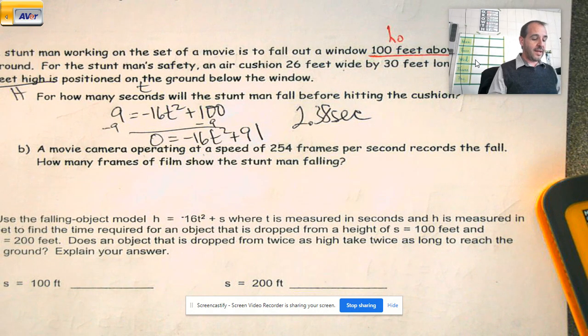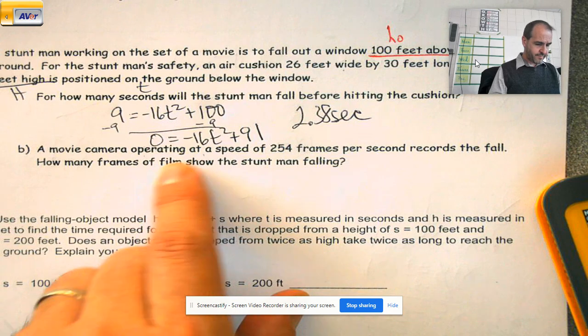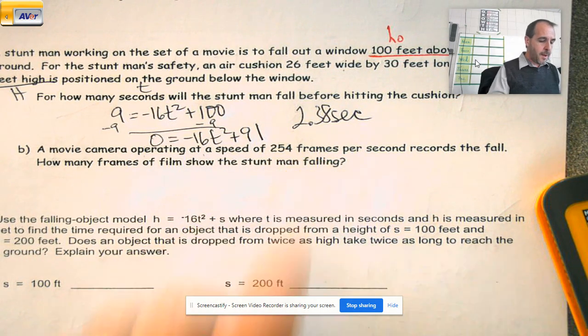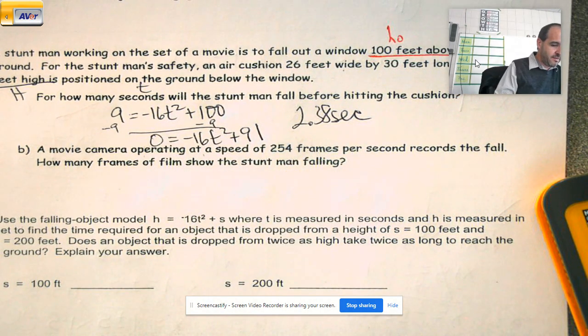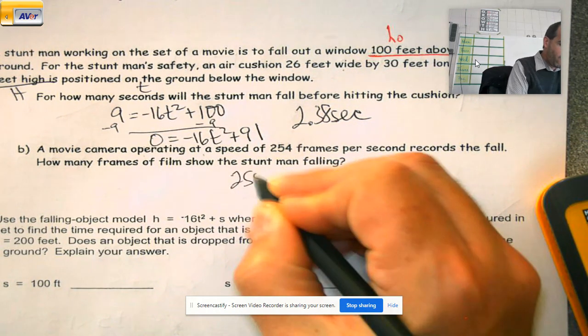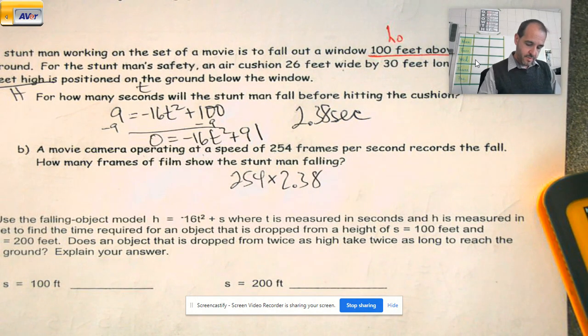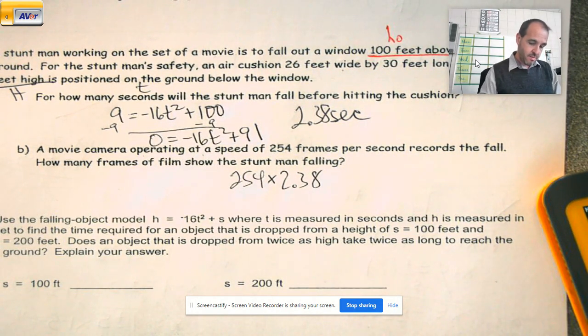A movie camera operating at a speed of 254 frames per second records the fall. How many frames of film show the stuntman falling? Okay, so let's say I stick with this one. They are now telling me 254 frames per second, 2.38 seconds. 254 times 2.38. I can't do that in my head.